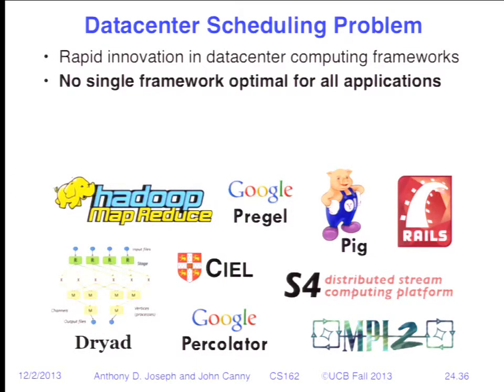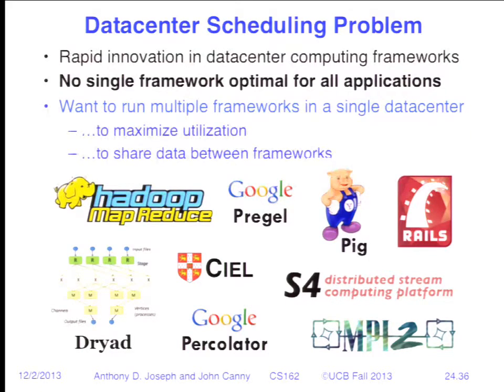Why? Because there's no framework that's optimal for all applications. So there's always going to be a set of people who want to run their MPI applications, what supercomputer people use, or want to use Rails, or want to use MapReduce. So we need to be able to support these frameworks in a single data center. Why? Because we want to maximize the utilization of that data center. An internet scale data center can cost anywhere from $500 million to $1 billion. Very, very expensive. So I want every single machine in that data center to be running and utilized.